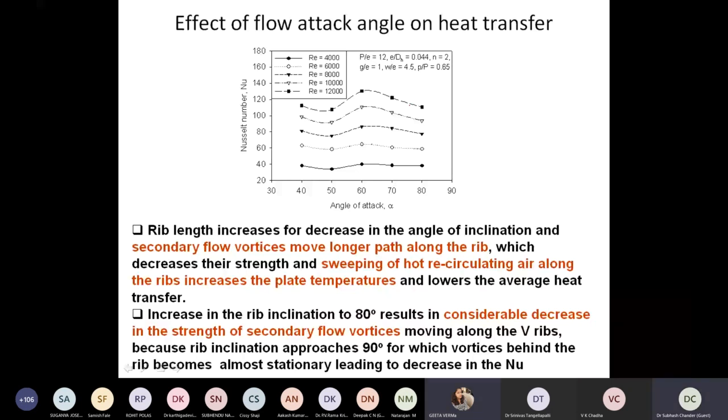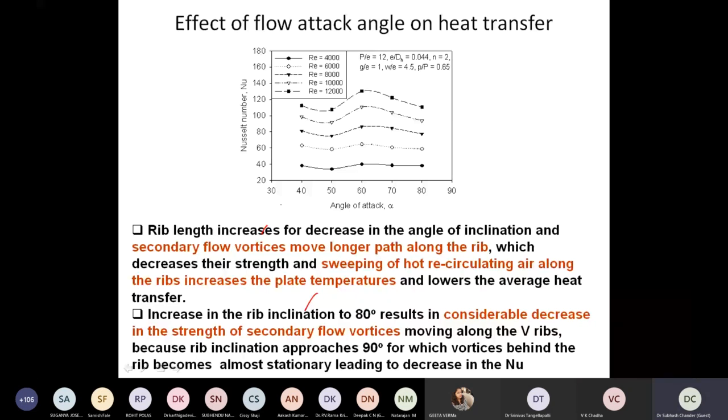So these are some of the slides. This will give us that at 60 degree angle, we could see, at 60 degree. Again, with the increase or decrease in angle, the recirculation is getting affected, and accordingly we could see that at an angle of 60 degree, we could get the optimum heat transfer.